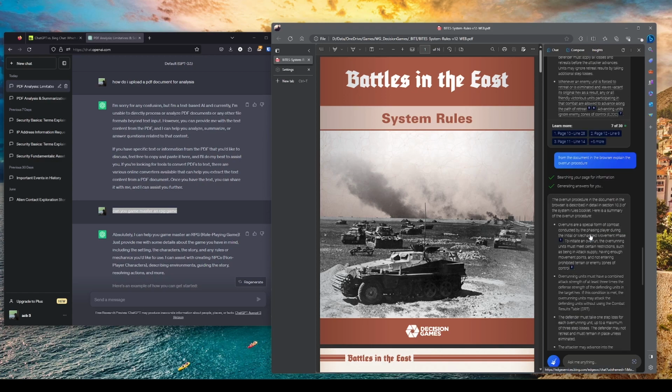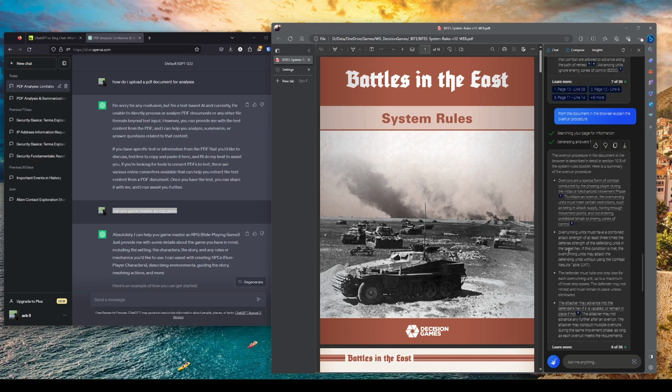Okay. Then I ask it about the overrun procedure, and it gives you the section. A special form of combat conducted by the phasing player during initial or mech movement. To initiate, the overrunning unit must meet certain restrictions, such as being in supply, having enough movement points, and not entering prohibited terrain or enemy zones of control. Now, it doesn't qualify that and say of the unit it's overrunning. Combined attack strength of at least 3. Okay, where did it get this?